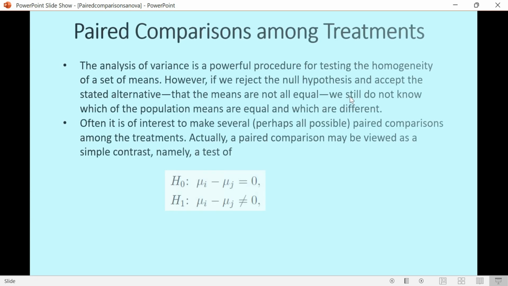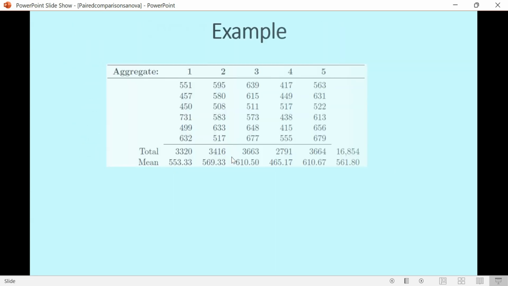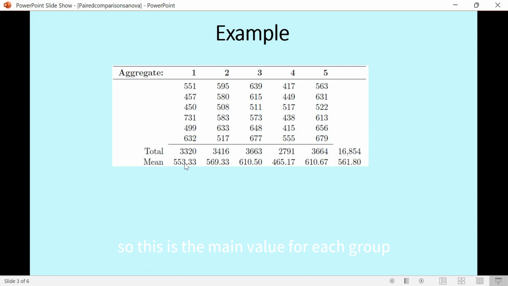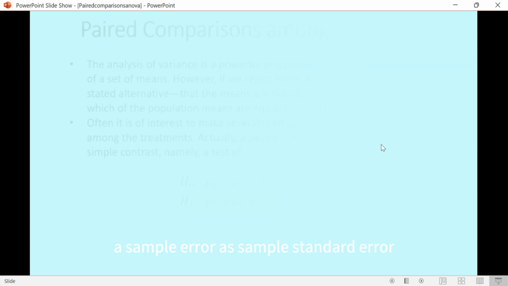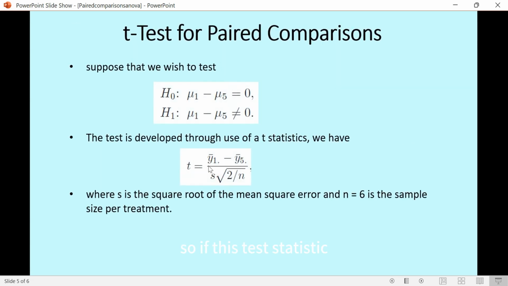If we look back, this is the mean value for each group. And for all the samples, there are 30 observations, and we get a sample standard error S. So if this test statistic is larger than the critical value from the t-distribution, for example, t critical value at 0.05, then we will say it is not the same for these 2 treatment groups.